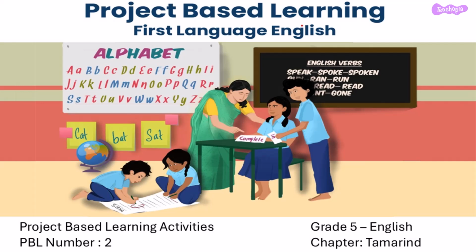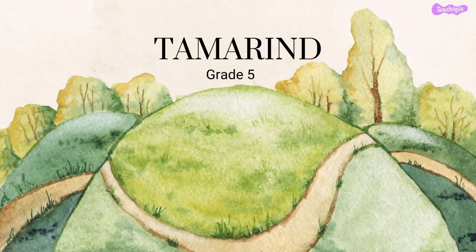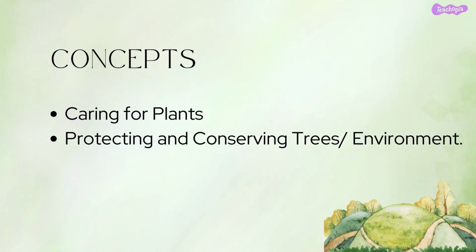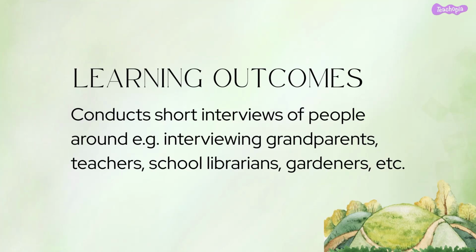Hello teachers, we will be going through the PBL based on the chapter Tamarind in grade 5. The concepts covered in this PBL are caring for plants and protecting and conserving trees or the environment. The learning outcomes are conducts short interviews of people around, example, interviewing grandparents, teachers, school librarians, gardeners, etc.